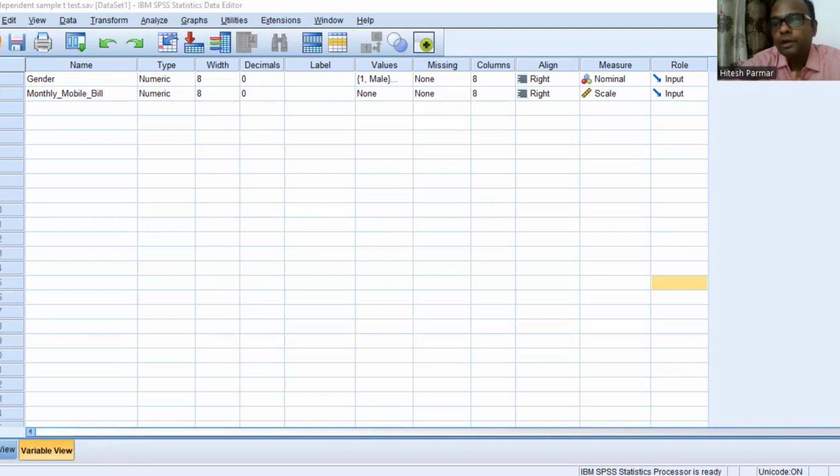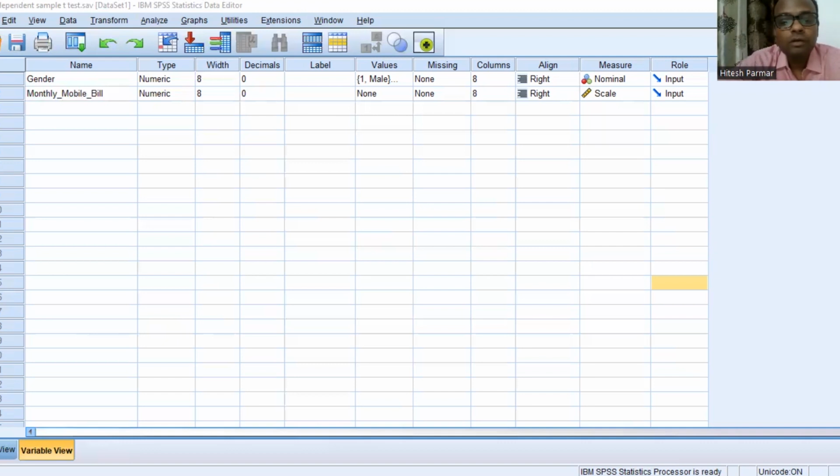It is by default available. We have not given any tick mark, but it is by default available in this SPSS. So when you go for independent sample t-test, by default it is considering this Levene's test. So how do we interpret the results?